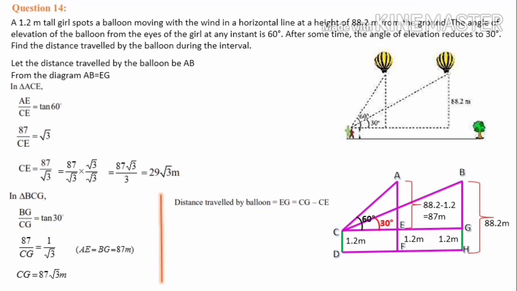EG is equal to the total length CG minus CE. CG we have calculated, that is 87 root 3, and CE we have calculated, 29 root 3. So 87 root 3 minus 29 root 3. So the answer is 58 root 3.